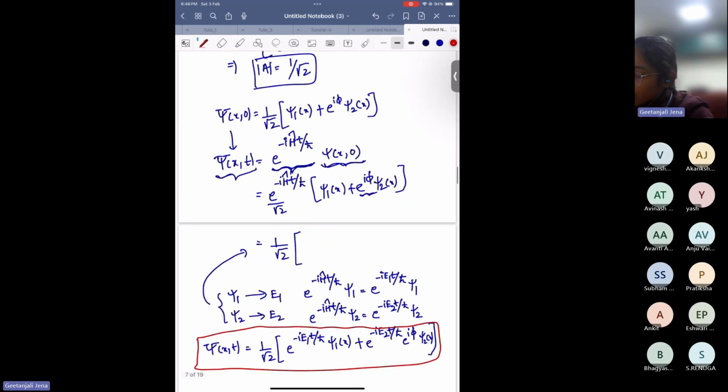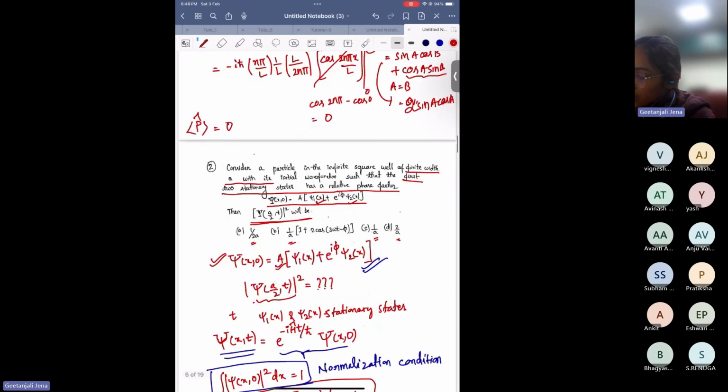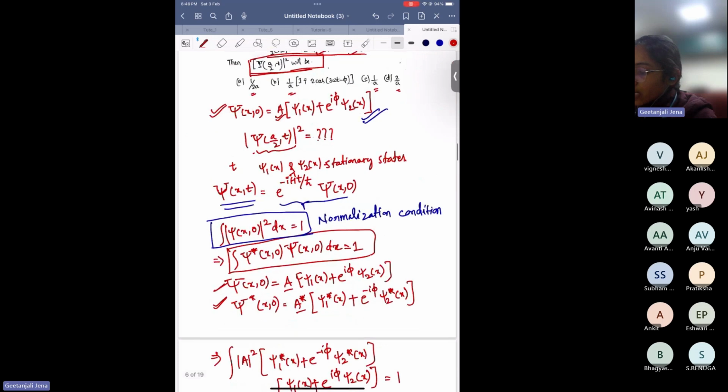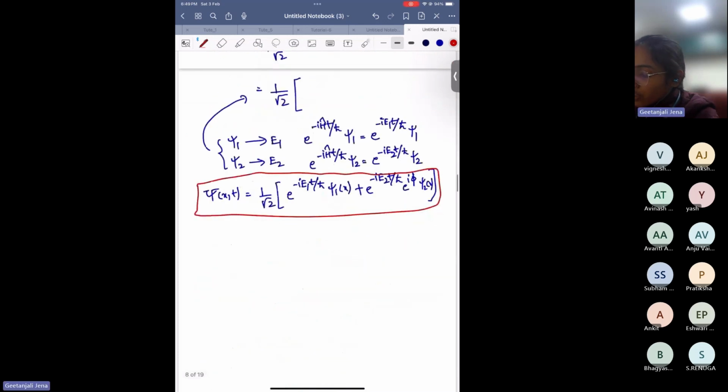Now the question asked about this. What is the value of this? So for that we have to take the square of this final equation. So psi of x, let's say we are calculating for some arbitrary x. So this is psi star x,t, which is the complex conjugation part of psi of x,t, and psi of x,t.